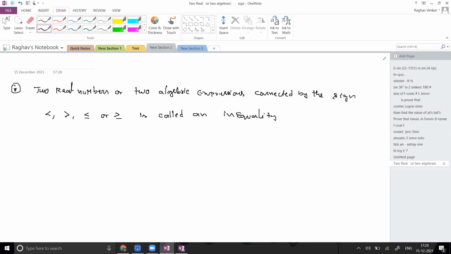Some examples of inequalities. 7 less than 11. 12 greater than 6. It's an inequality only. Whether it is linear or non-linear is a secondary thing, but it is an inequality. That's it. x less than 3: an inequality with a variable. (y minus 3) by 2 less than 2y plus 1: a linear inequality of a single variable.